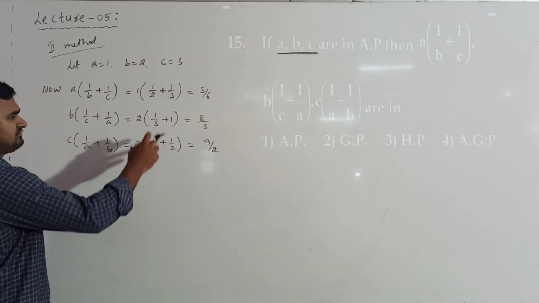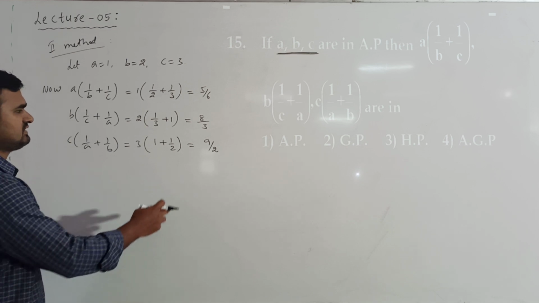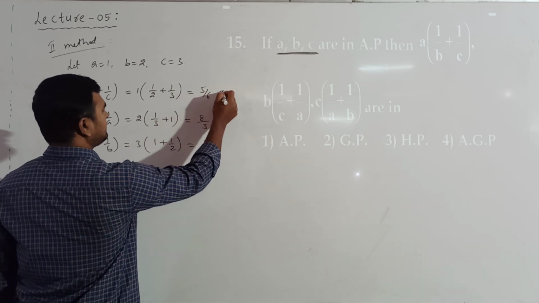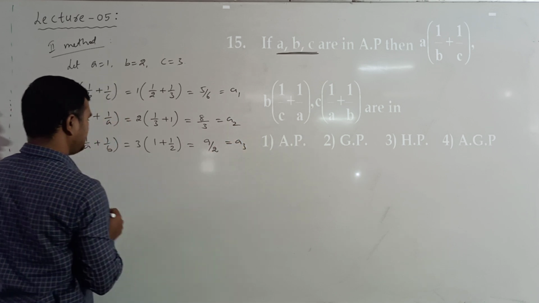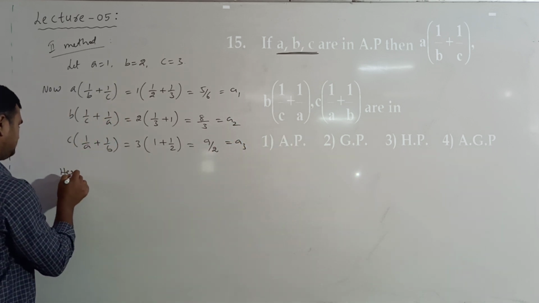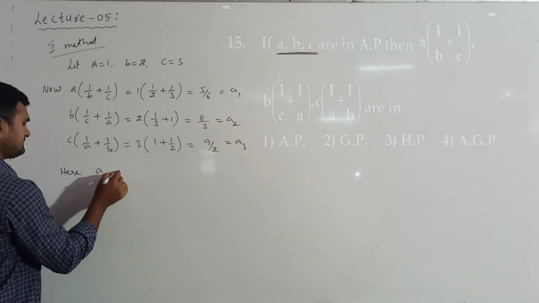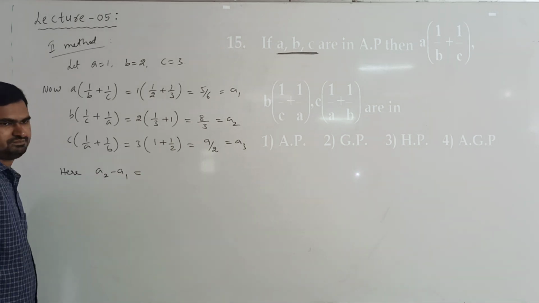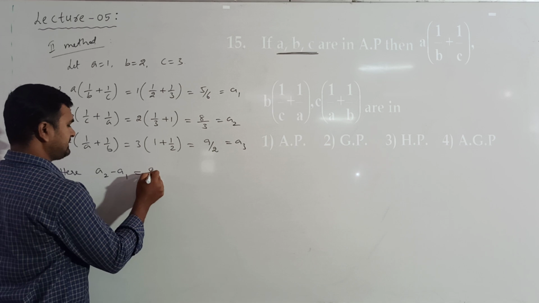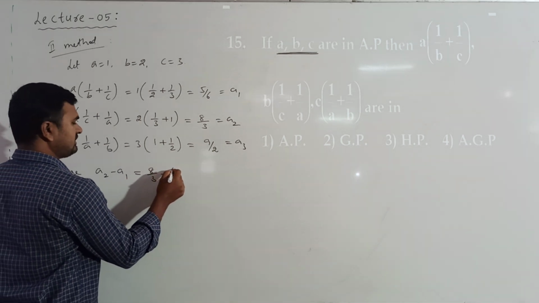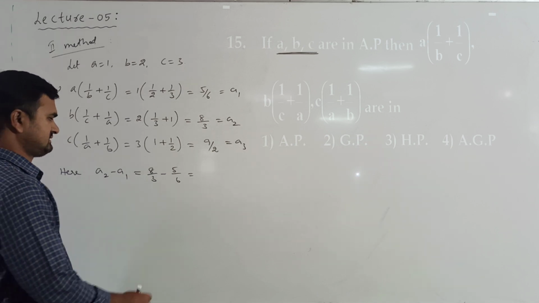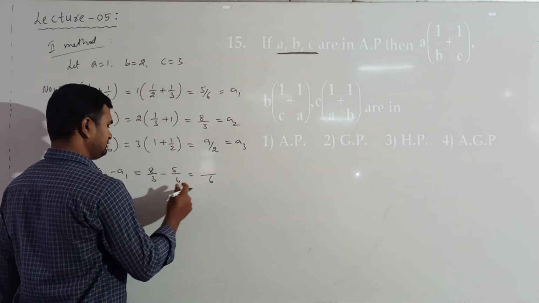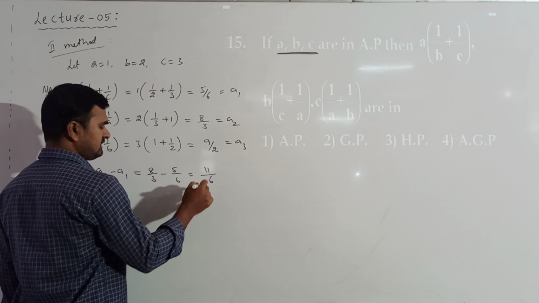So first we will see for AP. See the difference, is it same? Let us take this as A1, this is A2, this is A3. So here consider what is A2 minus A1. 8 by 3 minus 5 by 6. LCM is 6. 16 minus 5, 11 by 6.